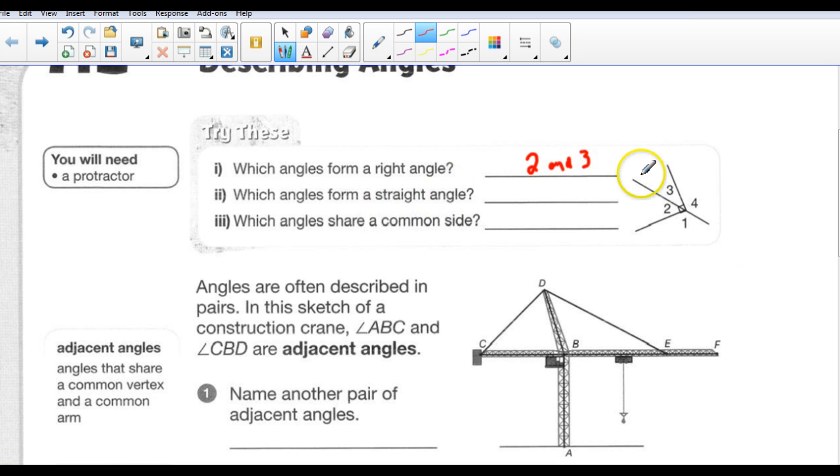Which angles form a straight angle? Straight angle is a straight line. It looks like it's this one right here, and that is angle 3 and angle 4. So we'll do 3 and 4.